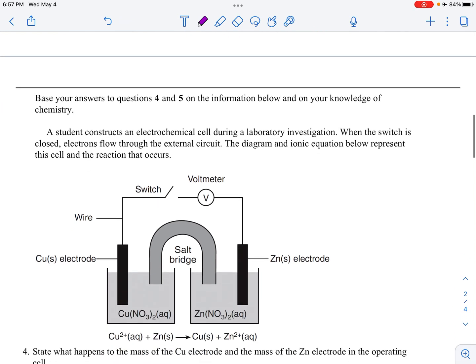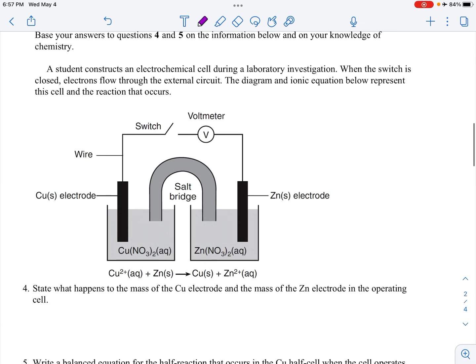Okay. Base your answers to 4 and 5 on this. A student constructs an electrochemical cell during a lab investigation. When the switch is closed, electrons flow through the external circuit. The diagram and ionic equation below represent the cell and the reaction that occurs. Okay, so this is a voltaic cell. I know that for many reasons: the voltmeter, the 2 half cells. And here we have down here the reaction.